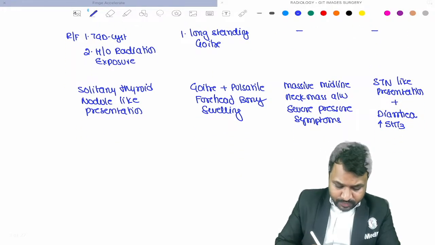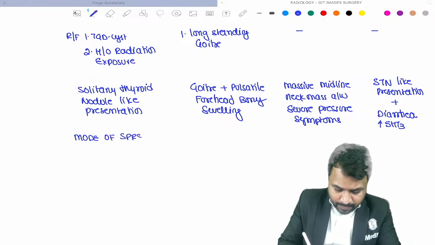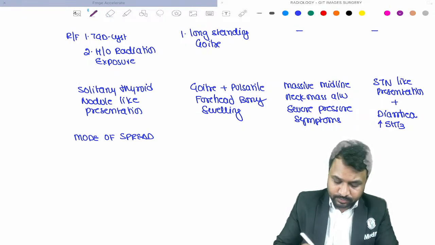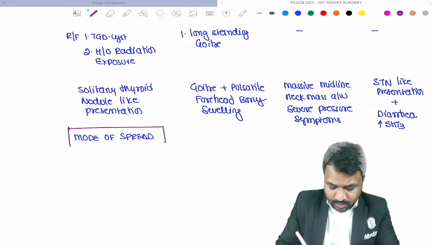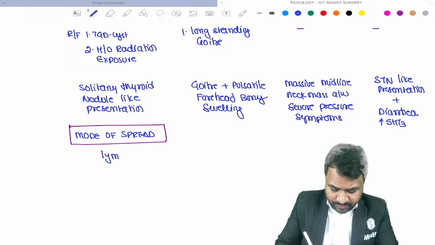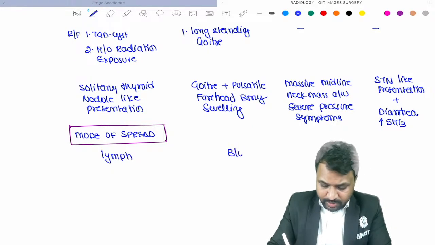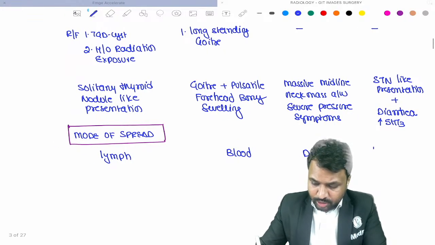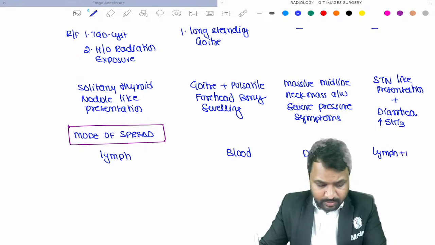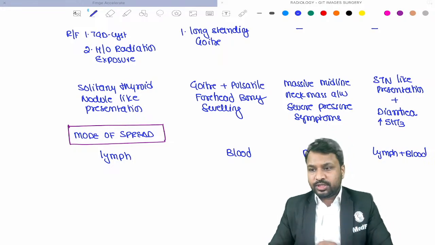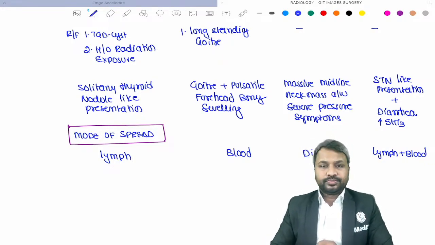Now, when we say the mode of spread, papillary cancer thyroid is going to be spreading via lymphatics. This is going to be via hematogenous. This is going to be direct. This is going to be lymphatics with hematogenous. That is going to be occurring across here, right?